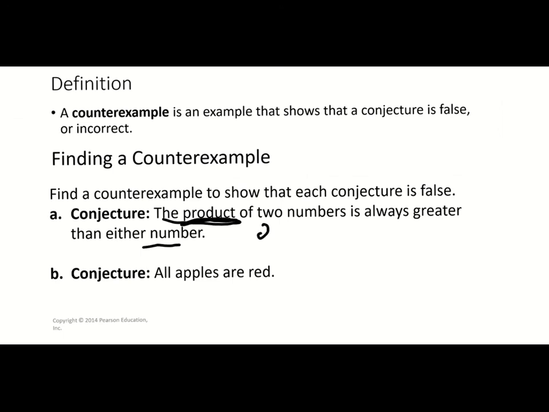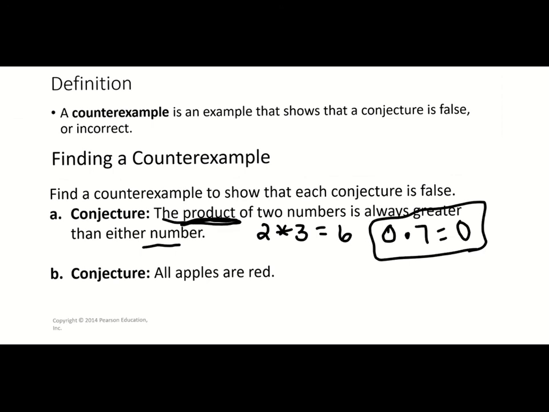So the product of 2 numbers is always greater than either number. So like if I did something like 2 times 3, that is definitely greater than either number. But what if I did something like 0 times 7? My answer would be 0. The answer is not greater than either number. It's the same as 0 and less than 7. So this would be a good counterexample.